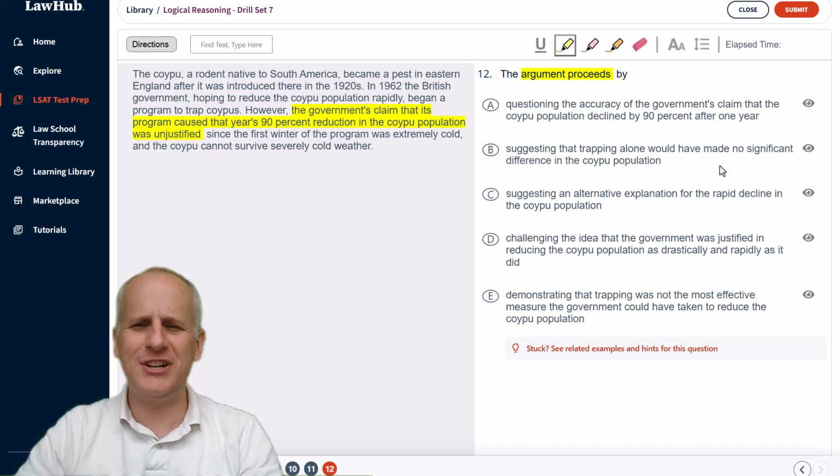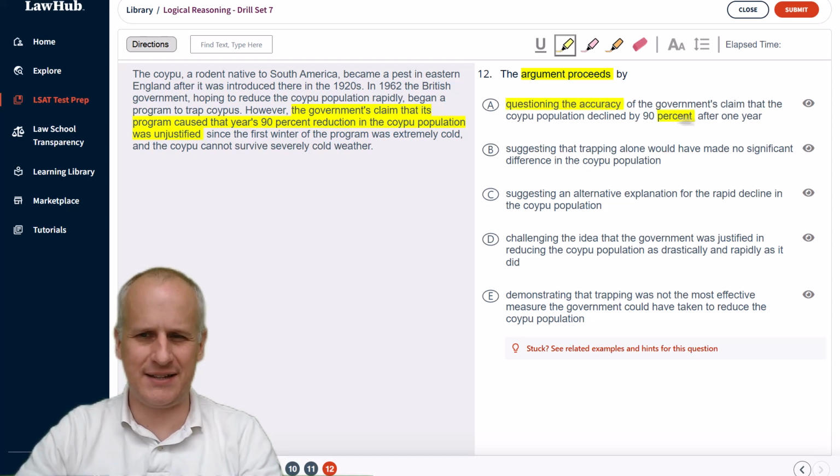So, choice A, questioning the accuracy of the government's claim that the coypu population declined by 90% after 1 year. They don't say that it actually went down like 70%. They say it went down this 90%, but it was because of other reasons. It was too cold for it to live. So, choice A kind of dances around the issue, but it articulates it incorrectly and should be eliminated almost immediately.